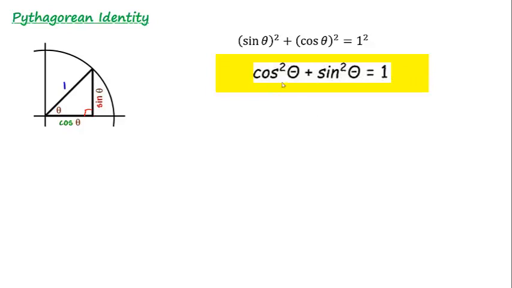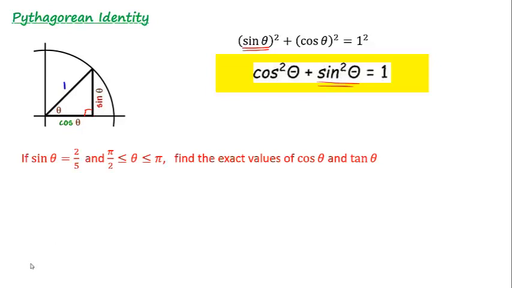This is an identity that you need to remember. Just know that this is the same as this. We just normally write it as sine squared theta instead of sine theta squared. Okay, so the question says, if sine of theta was equal to 2/5 and theta is between pi over 2 and pi, what are the exact values of cos theta and tan theta?